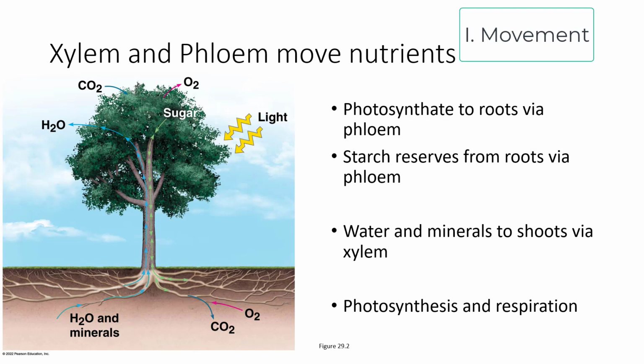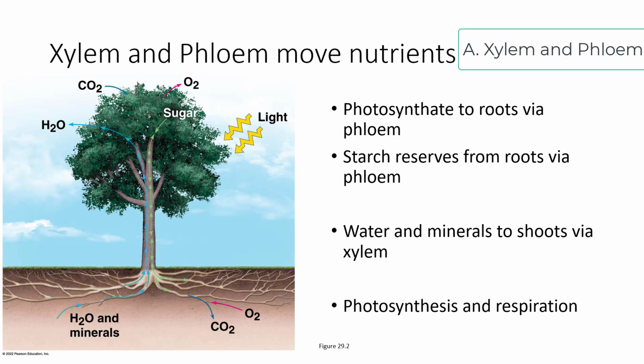The xylem and the phloem are moving nutrients, so things are taken up in the soil and brought into the plant. Things are taken up from the air and brought into the plant. Photosynthate, the sugars produced in the leaves, needs to go to the roots, and this happens via phloem. The starch reserves from the roots may be going via phloem if they are your storage roots. Water and minerals go to the shoots via the xylem, and this helps with both photosynthesis and respiration. Photosynthesis is above ground, and respiration is both above ground and below ground.